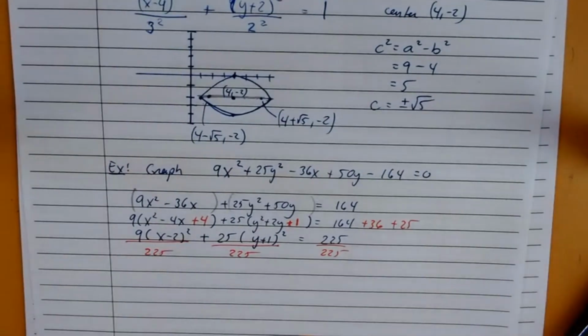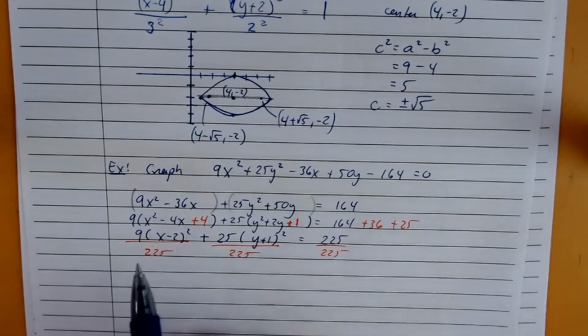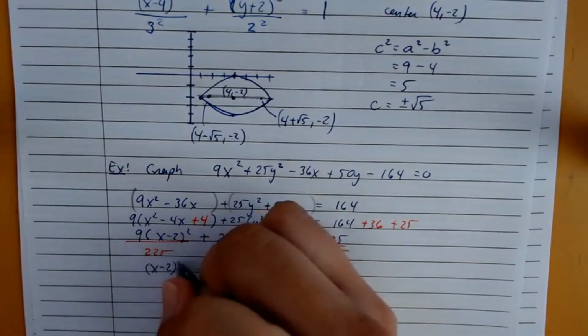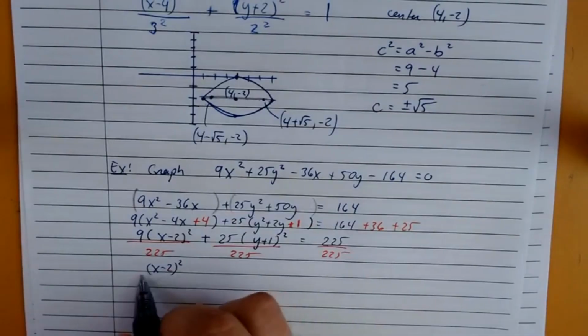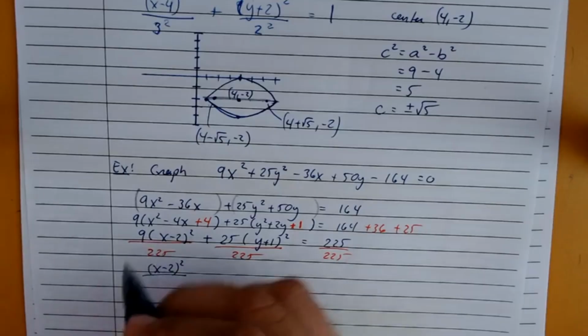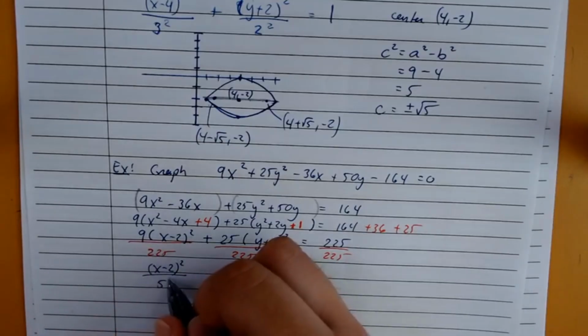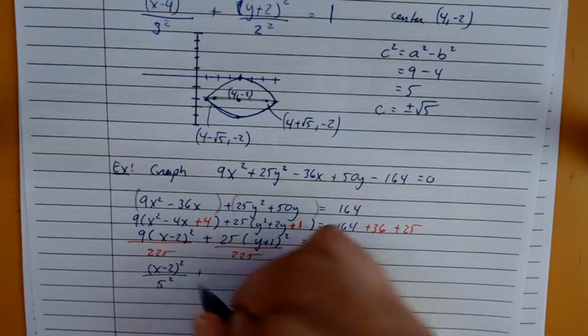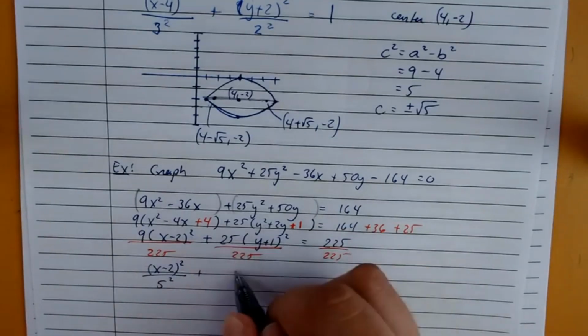And so now we can reduce these down. 9 over 225, that's the same as 1 over 25. So instead of 9 over 25, I'll just write this over just 25. That reduces to 1 over 25. And 25 really is just 5 squared. So I'll write it that way so that I know what my a is. Plus y plus 1 squared.